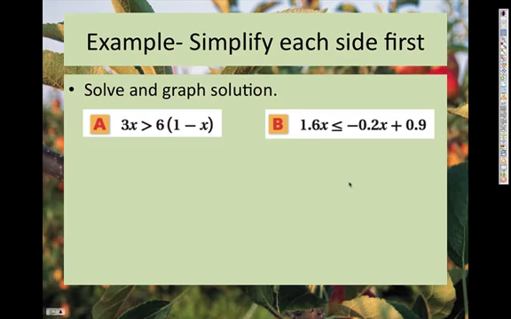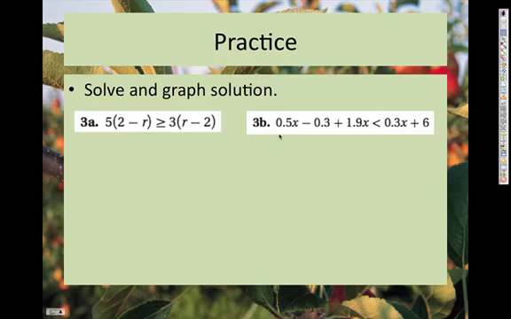In this case, we did some simplifying first. In this one, we cleared the decimals and then we solved it. Here, we did distributive property. And again, here you had some practice of your own.